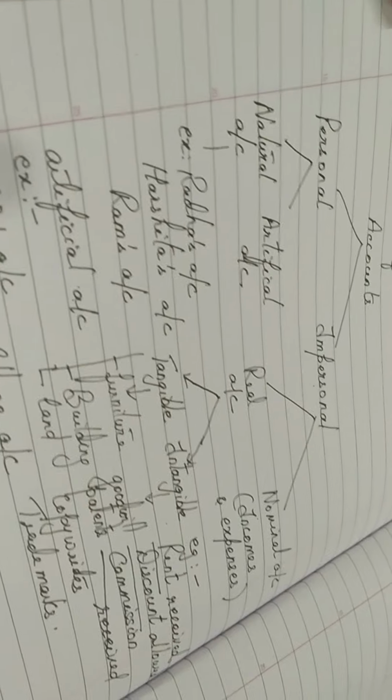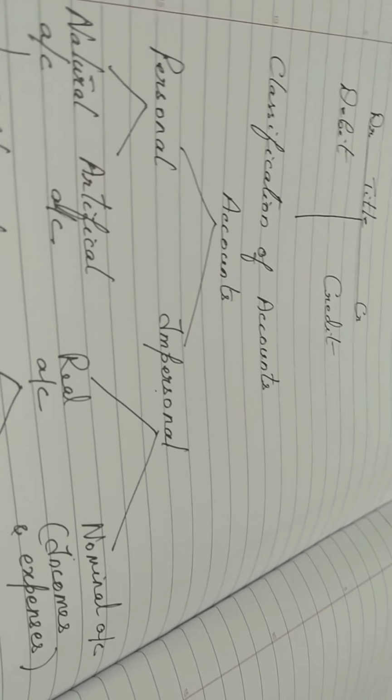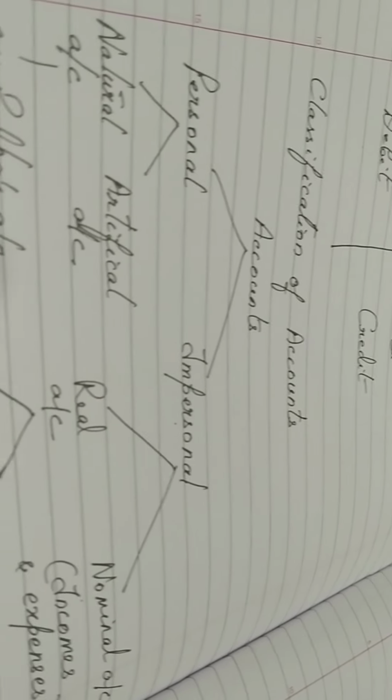So these are the different kinds of accounts, dear students. We have personal and impersonal accounts. Natural and artificial come under personal, and under impersonal we have real and nominal. Real is further divided into tangible and intangible assets.